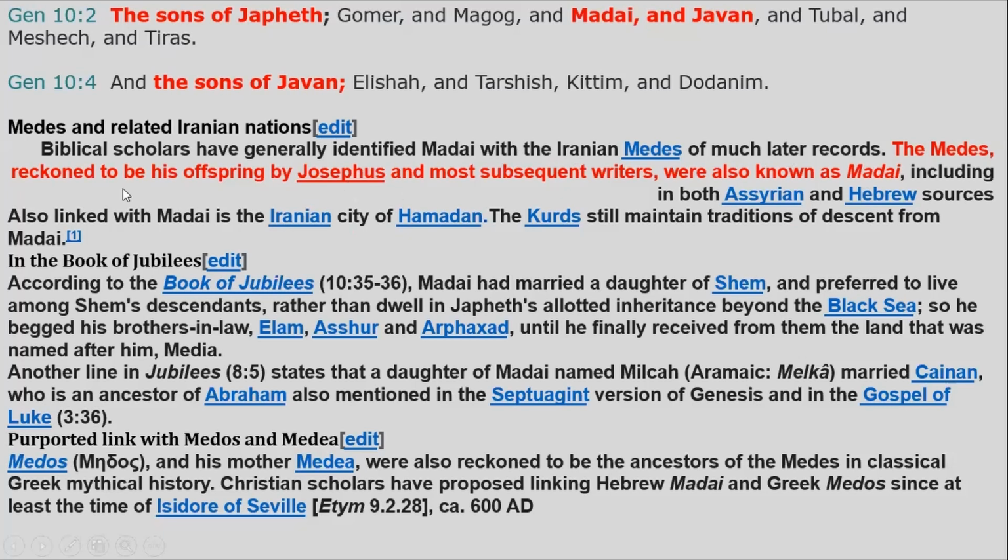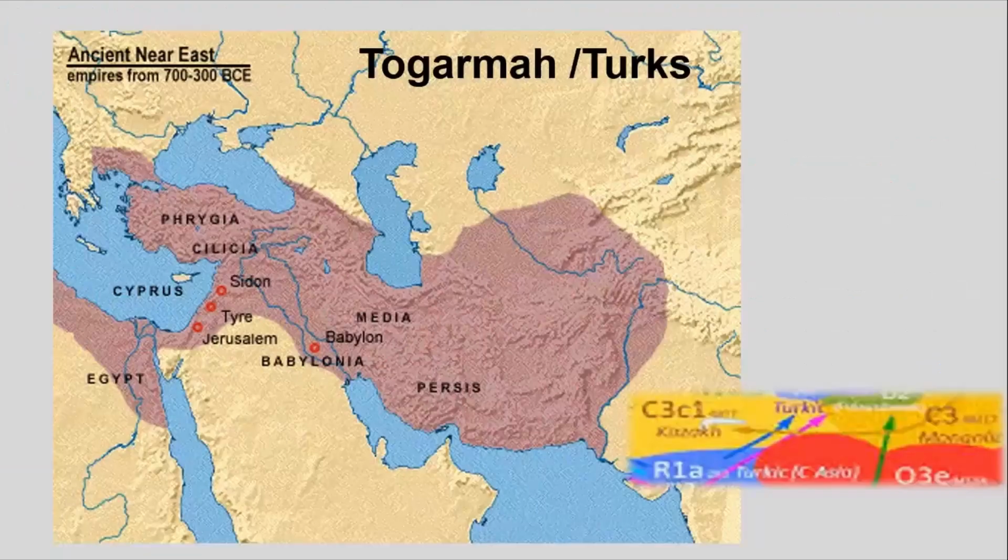The Medes are reckoned by Josephus and subsequent writers to be the offspring of Medea. The book of Jubilees actually backs this up. It says that Medea married one of the daughters of Shem, and he wanted to inherit the area beyond the Black Sea, so he asked for permission. This is all written in the book of Jubilees. It's so interesting to see some of this.